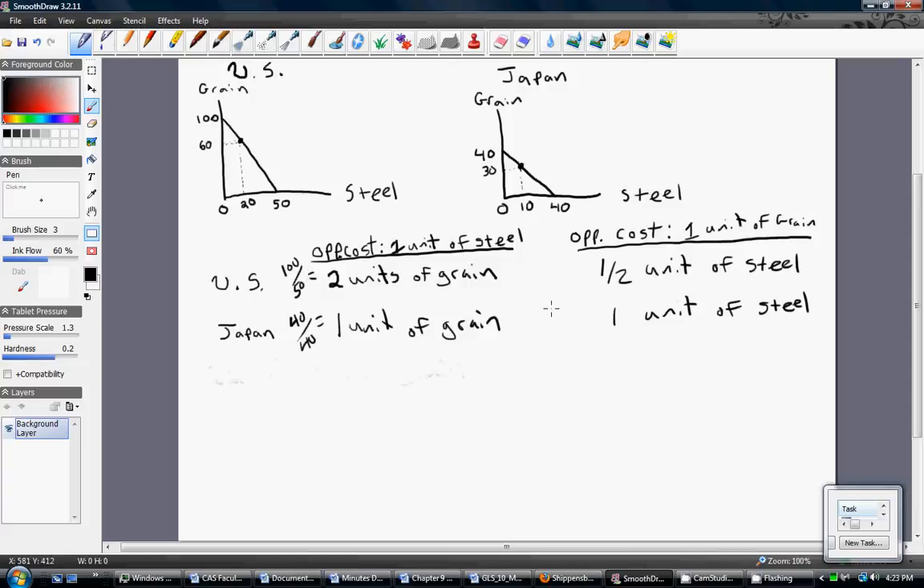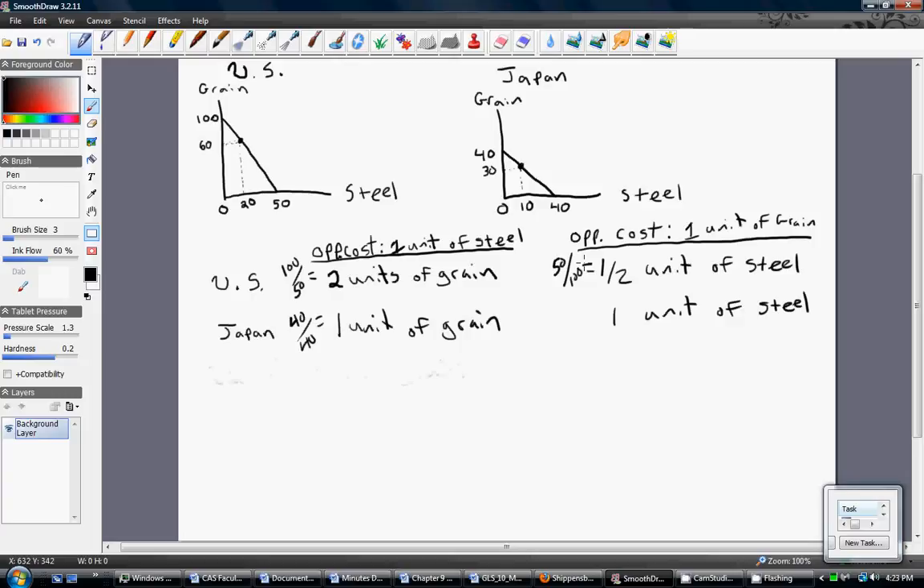Now to examine the opportunity cost of producing the other item, in this case grain, it's what you give up divided by what you get. If we're producing nothing but grain in the United States, we're giving up producing 50 units of steel. What are we getting back? The 100 units of grain. 50 divided by 100 gives us the opportunity cost of 1/2. Every time we produce one more unit of grain, we give up producing 1/2 unit of steel.